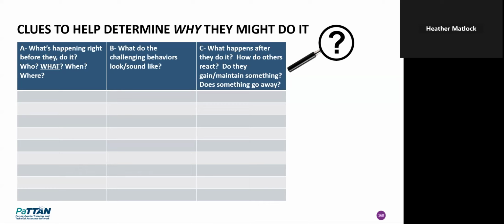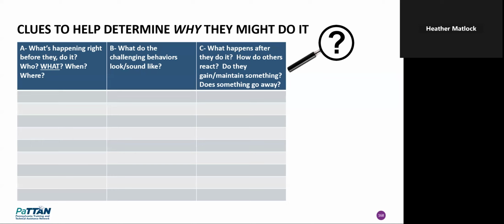So we always want to start with the observable, right? So if your child tantrums, what exactly does that look like and sound like? Remember, if you were writing this down and a stranger was going to be watching your child for a week, you would want to make sure that they can accurately count every instance of the behavior.